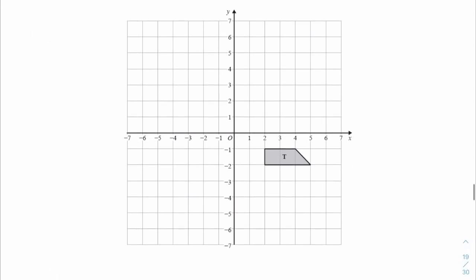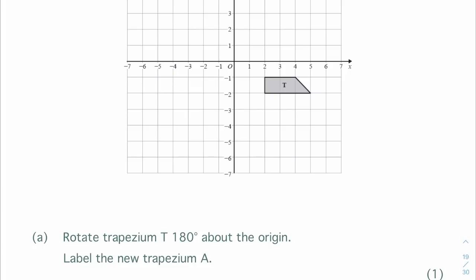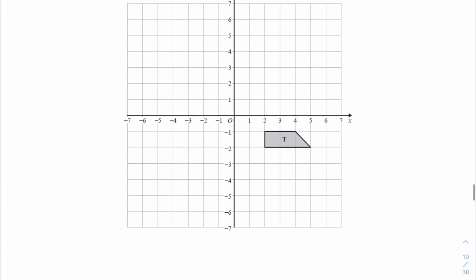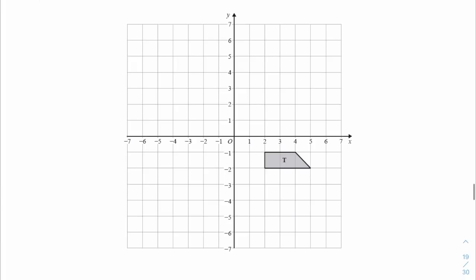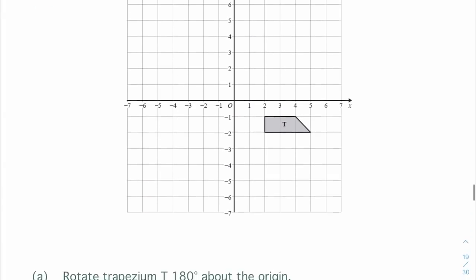Okay, so we've got some more transformations. For this question, it says rotate the trapezium about the origin, and we're doing 180 degrees, and label it trapezium A. Now I've got better videos on this that I'll link in the description for rotations to show you exactly how to use tracing paper. Remember, you are allowed tracing paper in your exam.